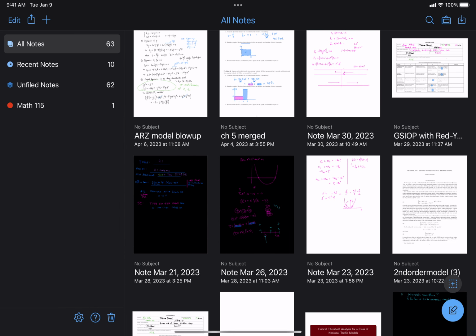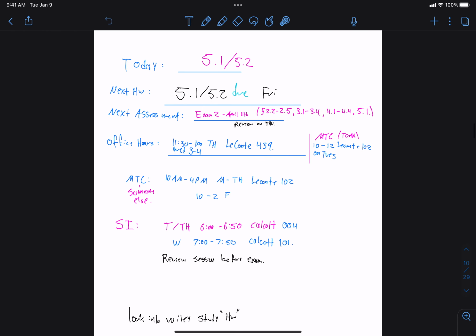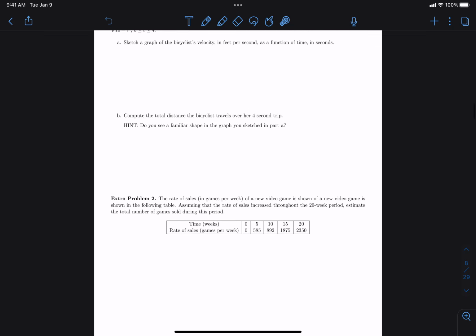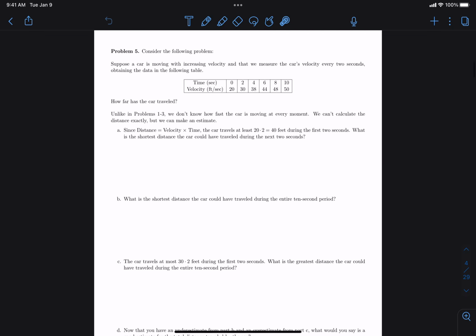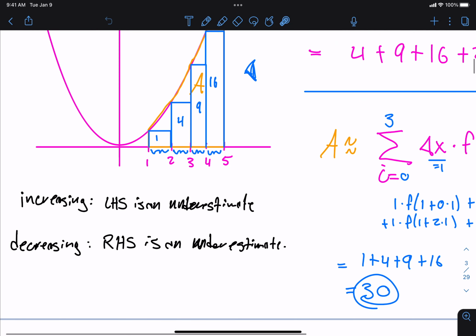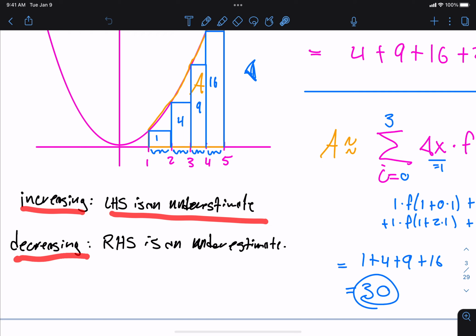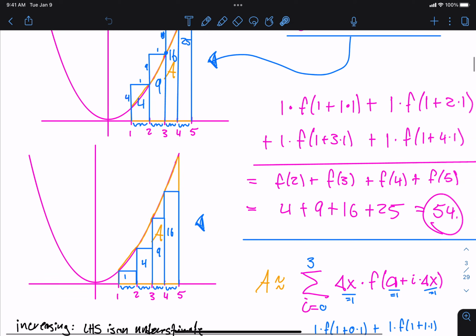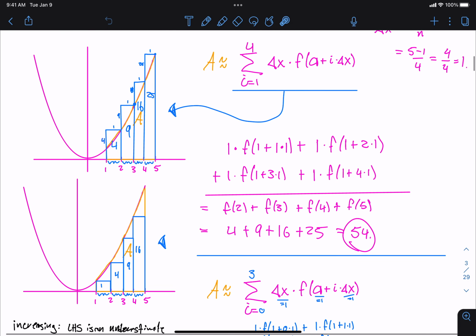And then finally, we had chapter 5, where the only thing that's going to be on chapter 5 is Riemann sums. So we have left Riemann sums, we have right Riemann sums. Remember that a left-hand Riemann sum will be an underestimate if the function is increasing, but it'll be an overestimate if the function is decreasing. Okay, so which one is an over or an underestimate depends on whether your function is going up or down, right? So here's a depiction of that. And that's what we learned, and that's what's going to be on the second exam.